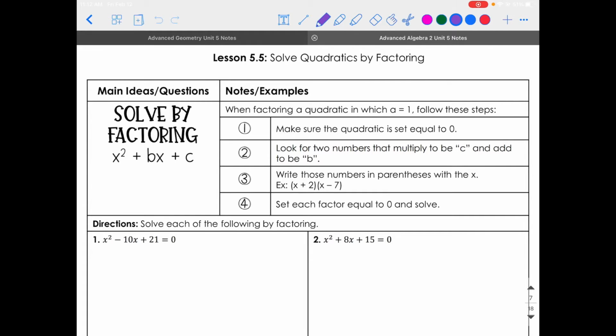Hey guys, in this video we're going to be going over lesson 5.5, which is solving quadratics by factoring.